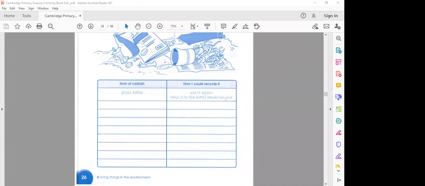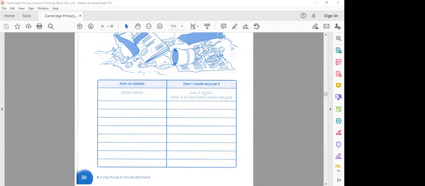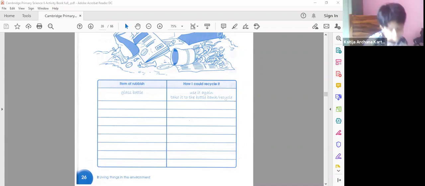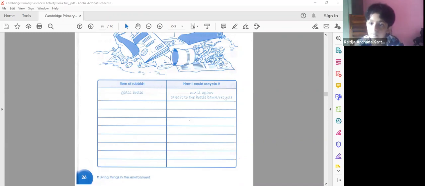Can you tell me one non-biodegradable object and how you have planned to recycle it? Plastic, nylon rope. You can recycle it and make something like decorative things. Decorative stuff, okay. Did you see your answers?